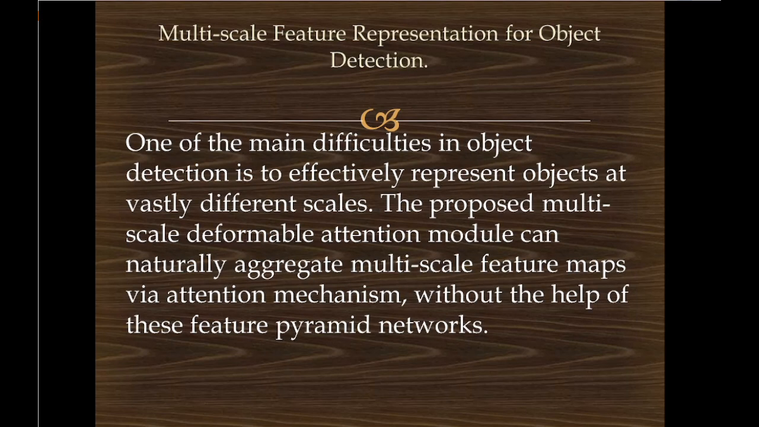One of the main difficulties in object detection is to effectively represent objects at vastly different scales. The proposed multi-scale deformable attention module can naturally aggregate multi-scale feature maps via the attention mechanism without the help of feature pyramid networks.